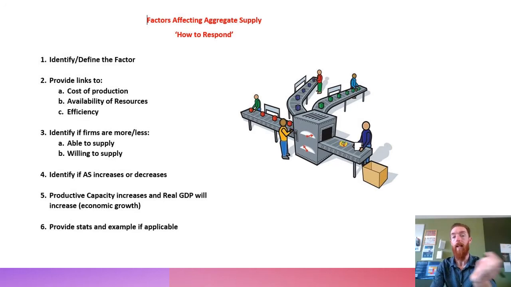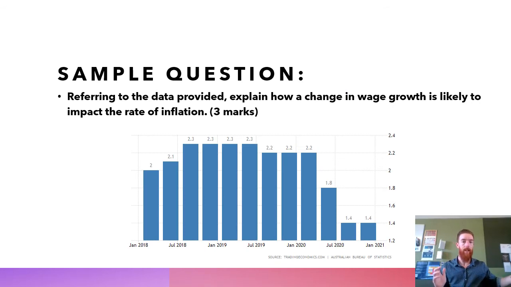And then you link that to whichever goal it is. Then to get into some sample stuff, we're going to look at three questions: one about wage growth, one about the exchange rate, and one about business confidence. So, referring to the data provided, explain how a change in wage growth is likely to impact the rate of inflation. So we've got wage growth here.